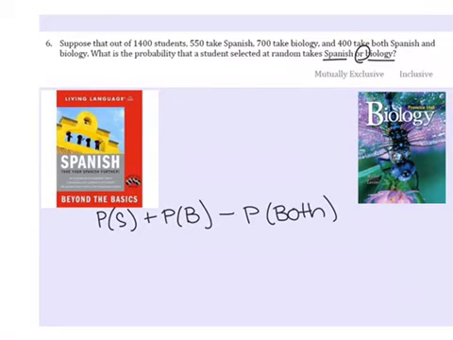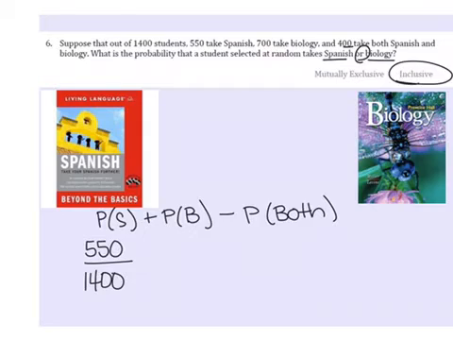So I'm looking at this. Do I have, out of my 1,400 students, some that take both Spanish and biology? I do. I have 400 of them. So I am going to have a "both" in this situation, which tells me this is an inclusive event. So let's find the probability first of my Spanish. Well, I have 550 students out of 1,400 that take Spanish. I'm going to add my probability of biology. So I have 700 out of 1,400 that take biology.